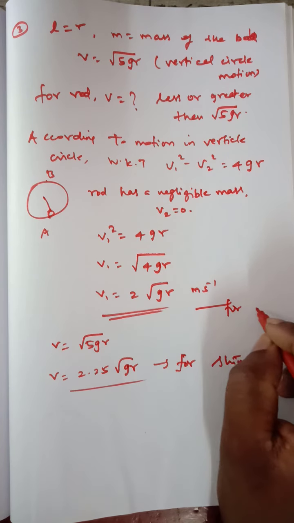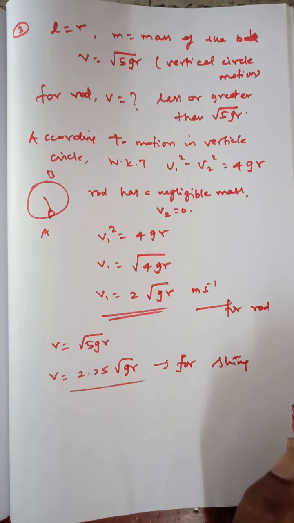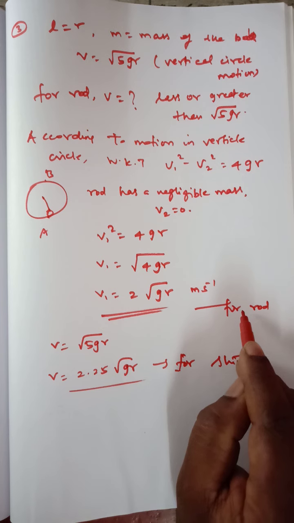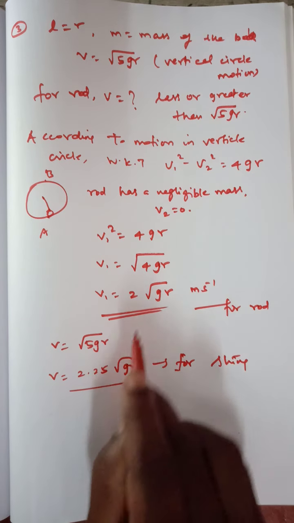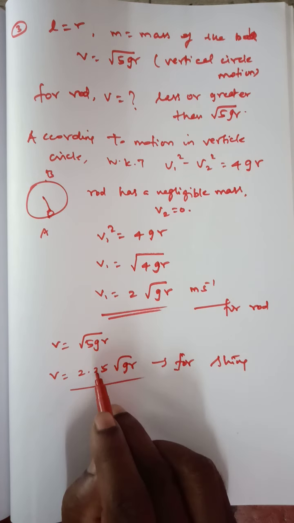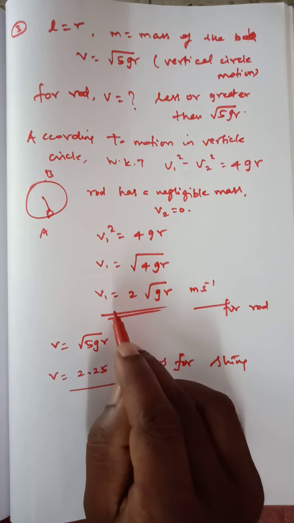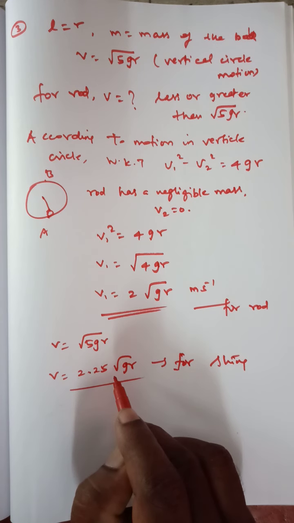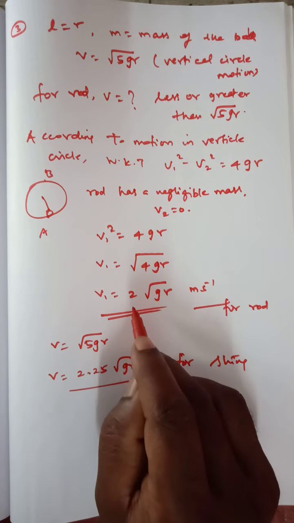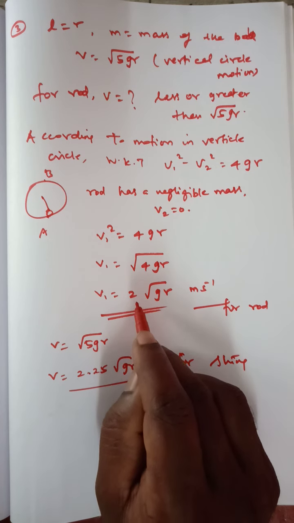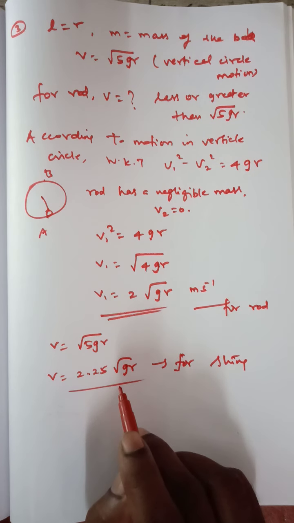This is for a given rod. They are asking, what is the velocity of this object, which is a rod? Is it less or greater than this value? See here, it is 2.24 times of this value. So this velocity is less than this value. Clear? The velocity of that rod is less than the velocity of a string in a circular motion.